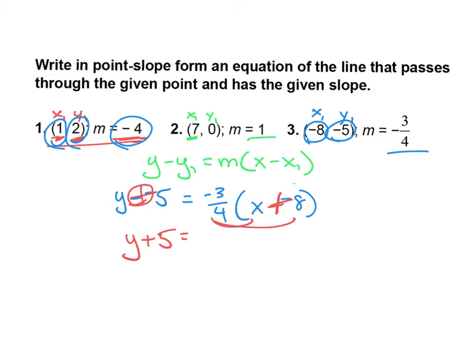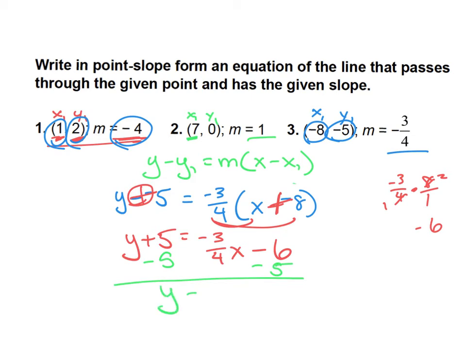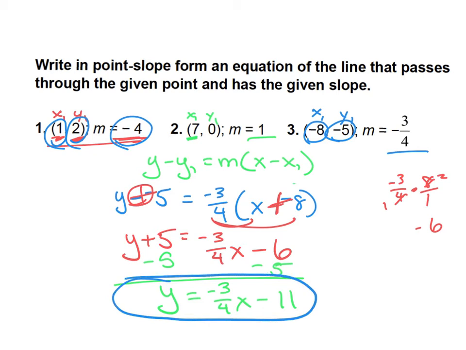So now when I do my distributive property, I get negative 3/4 x. Now I want negative 3/4 times 8 over 1. 3/4 of 8 is 6. Even if we simplify this way, we get a negative 6, so it's going to be minus 6. Now we have to get the y by itself, so subtract 5. Y by itself, negative 3/4 x. We can't subtract 5 from that, and this would give us negative 11. And here is our equation.